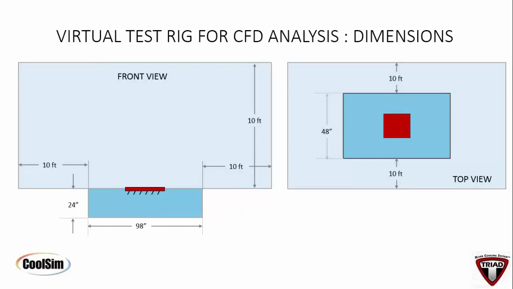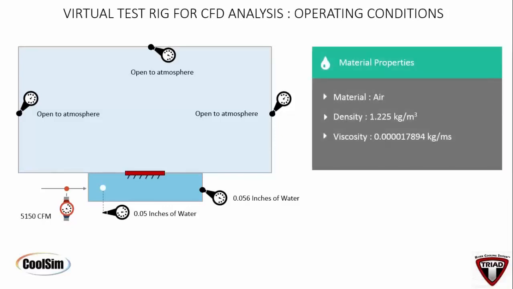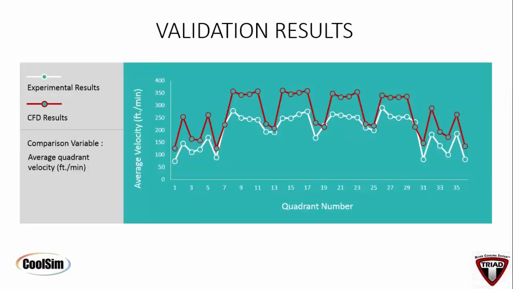This was our test rig. This is the one we built. It's a virtual model, of course. It's done on the computer. But it's the same kind of test rig that Gary had. And we let the room be open to the atmosphere. We ran it a little harder than he ran it. We ran it at about 0.05 to 0.056 inches of water. It was a little higher than he ran his at, 5,100 CFM coming in. We used air with a density of 1.225 kilograms per cubic meter. That's sea level with a standard viscosity for air. So that's how we ran.